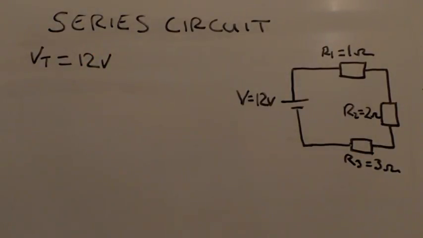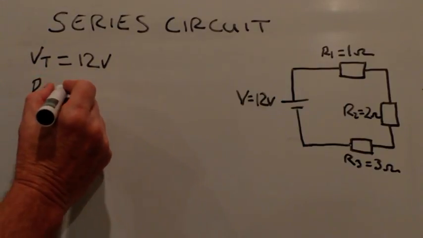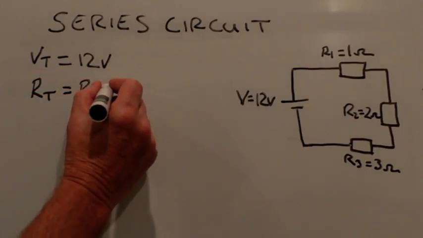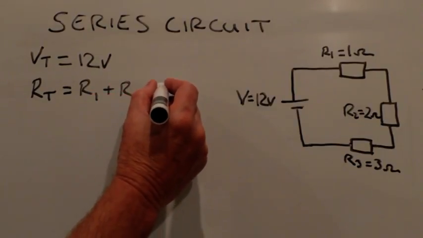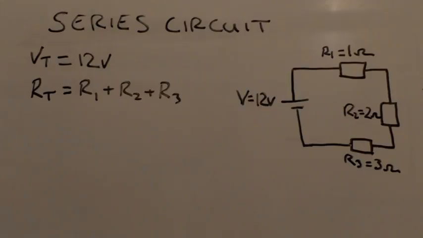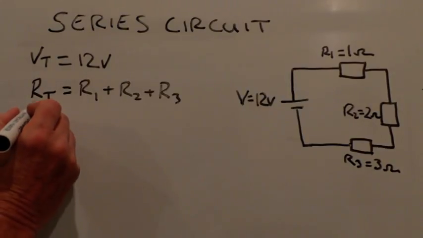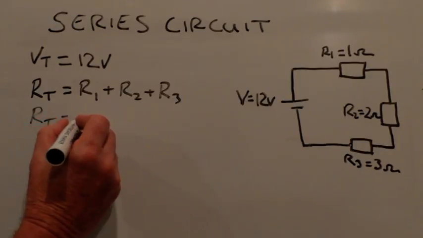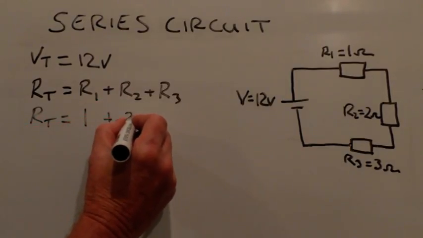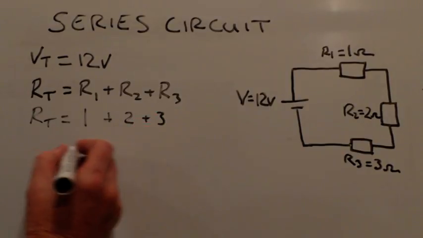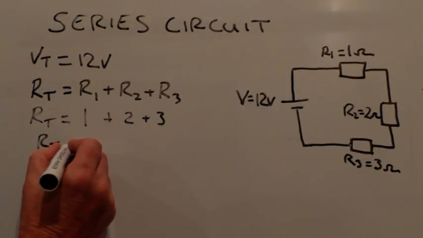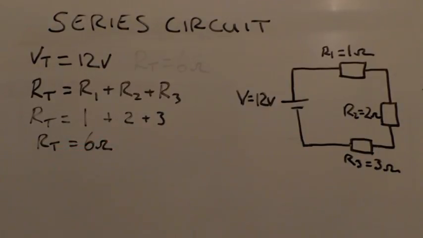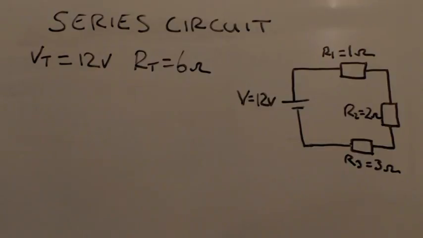Right, so the next value that we need to find is the equivalent resistance. Now, the equivalent resistance, RT, is equal to R1 plus R2 plus R3. So for our values of resistors, we have RT equals 1 plus 2 plus 3. Therefore, RT equals 6 ohms. Okay, so I've made a note of the total resistance, which is the 6 ohms.